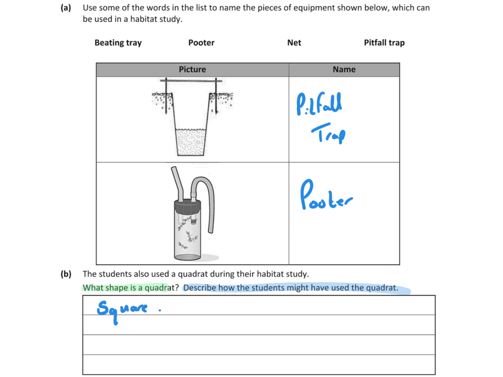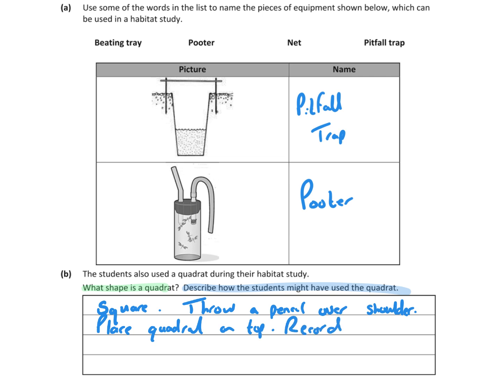And now the next part, how did we use it? So we can say we threw a pencil over our shoulder, or throw a pencil over shoulder. We can then place our quadrat on top, and record the names of the plants and animals. And that was with a key. And then you could say to calculate the frequency, but there's enough in 3 points there as well.